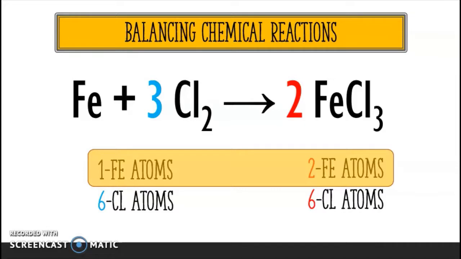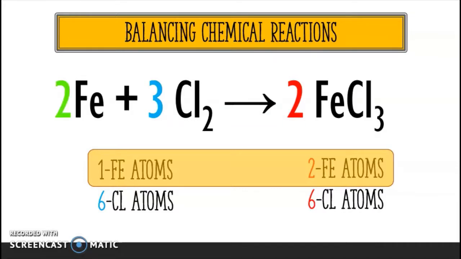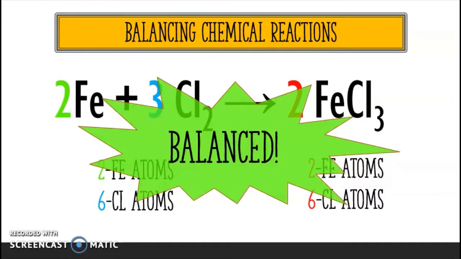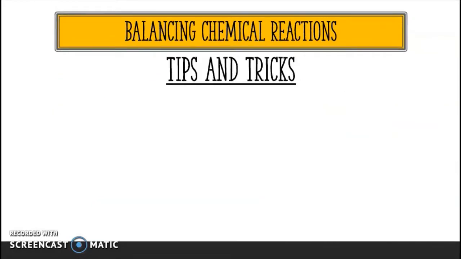How do I fix it? How about we throw a coefficient 2 in front of the reactant iron? And now you'll notice my equation is balanced. Now, when you're balancing a chemical reaction, there are a couple tips and tricks that may actually save you a bit of time and heartache.